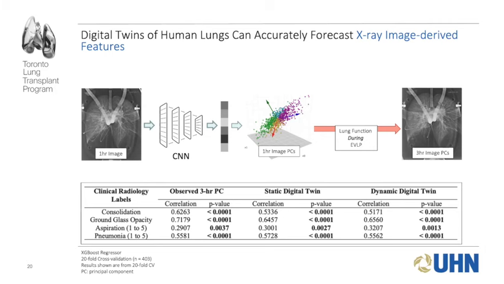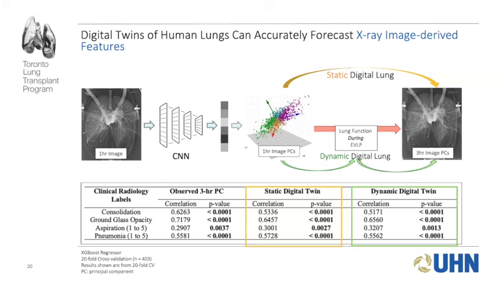And we wanted to see if the correlation between the radiology features and the forecasted PC values still holds true. So as you can see in the table here, for all 4 radiology labels that are correlated with the observed PC data, the correlation is still significant for the digital lung forecasted PCs for both the static and dynamic approaches.